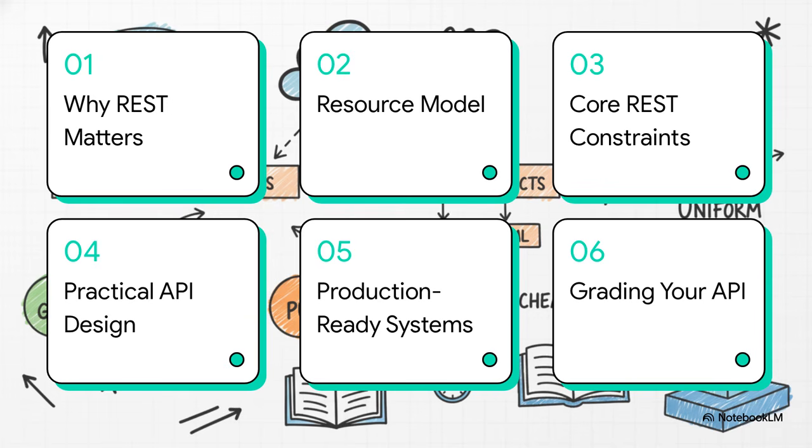So here's our game plan. First, we'll tackle why you should even care about REST in the first place. Then, we'll build everything up from its absolute foundation, the resource model. From there, we'll cover the core rules or constraints, dive into some really practical design tips, and talk about what it takes to make a system truly production-ready. And to wrap it all up, we'll look at a cool way you can actually grade any API's maturity.